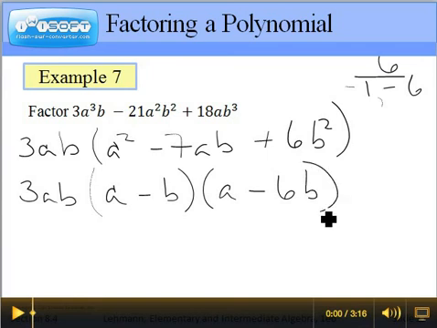So, to factor 3a cubed b minus 21a squared b squared plus 18ab to the third, I would end up with 3ab times a minus b times a minus 6b.